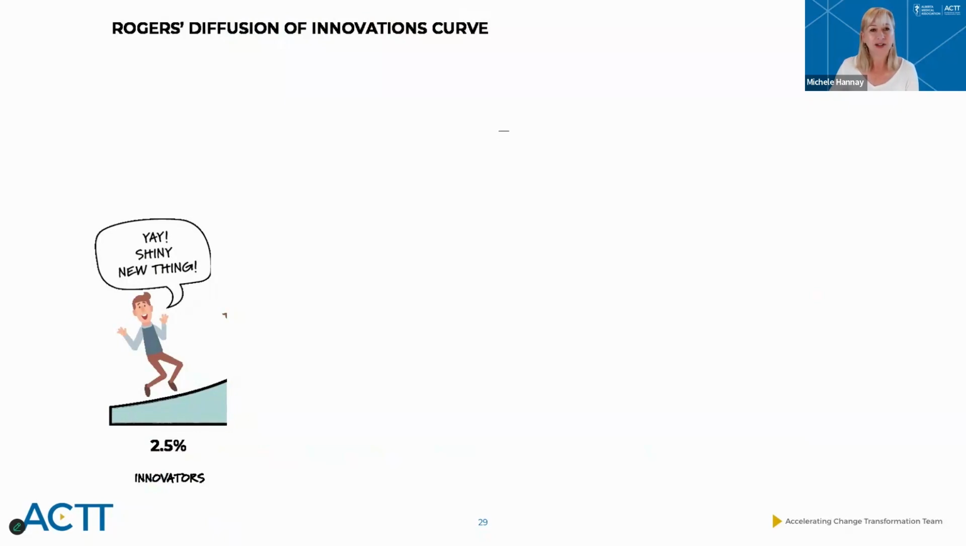And according to Rogers' research, when something is novel, when it's introduced, about 2.5% of the population will be what's considered innovators. And they are literally ahead of the curve. That's where that term came from. And whatever the innovation or change is, they've probably already been doing it or using whatever it is in its earliest form. And also, they're usually so far ahead that most people can't relate to them.